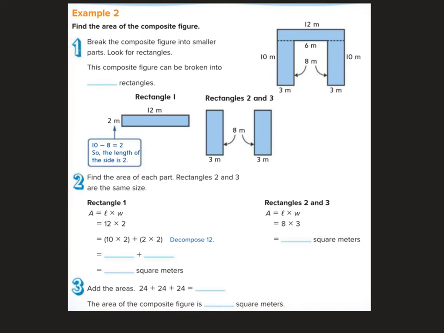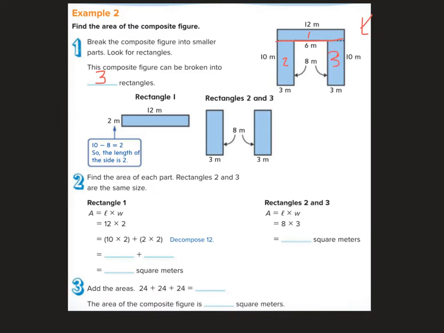Here we go, example 2. Find the area of the composite figure. This was the example I put on the front on the first slide. First step, break the composite figure into smaller parts. Look for rectangles. So this composite figure can be broken into how many rectangles? We can break it into 3 rectangles, right? 1, 2, 3 different rectangles.